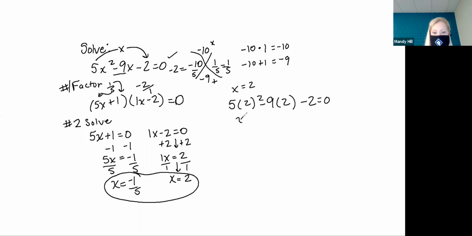If I plug in my second option, which I also say is correct, negative 1/5 that I got down here, for x, it's also going to be equal to 0. Both of them are going to work.